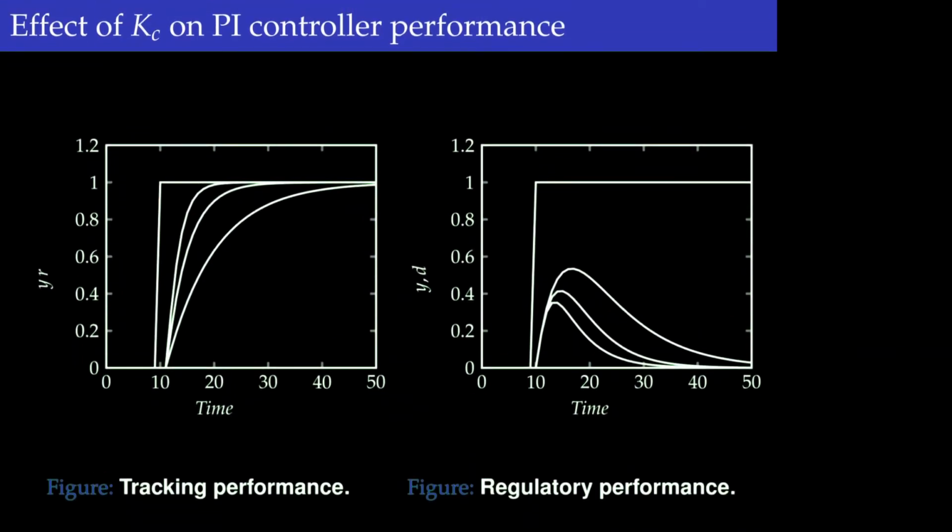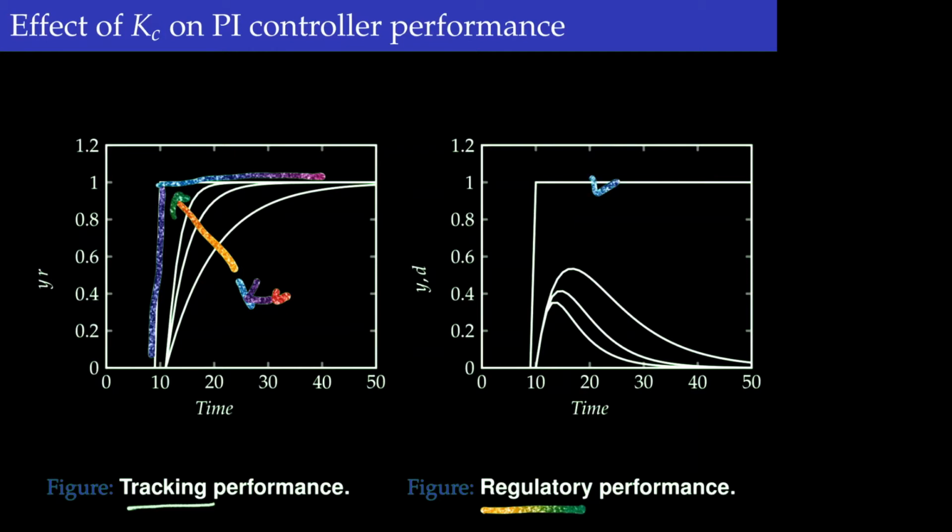For the PI controller, we know that there are two parameters, Kc and tau_I. Looking at the tracking performance for the PI controller, we see that it can eliminate the offset. There is a set point change here, and the output reaches the set point. However, depending on the value of Kc, in this increasing direction of Kc, the response becomes faster and faster. Now we see the regulatory performance again. There is a step change in the disturbance.